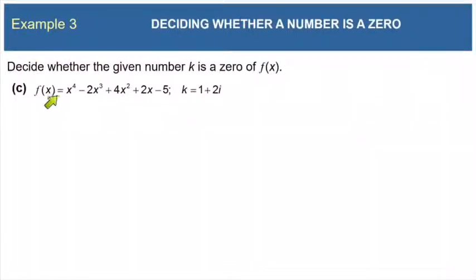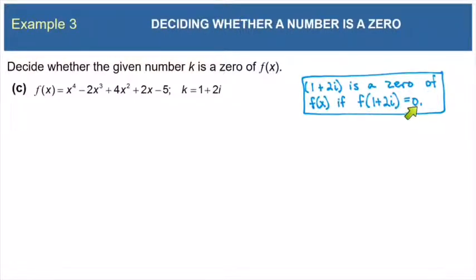So we're being asked for the function f of x equals x to the fourth minus 2x to the third plus 4x squared plus 2x minus 5 if 1 plus 2i is a 0. Well, 1 plus 2i is a 0 of this function if f of 1 plus 2i equals 0. Now, here's a place where you really would not want to have to plug in 1 plus 2i, because there is nobody in the world who wants to try to work out 1 plus 2i to the fourth power or 1 plus 2i to the third power, because that would just be a real pain in the neck.